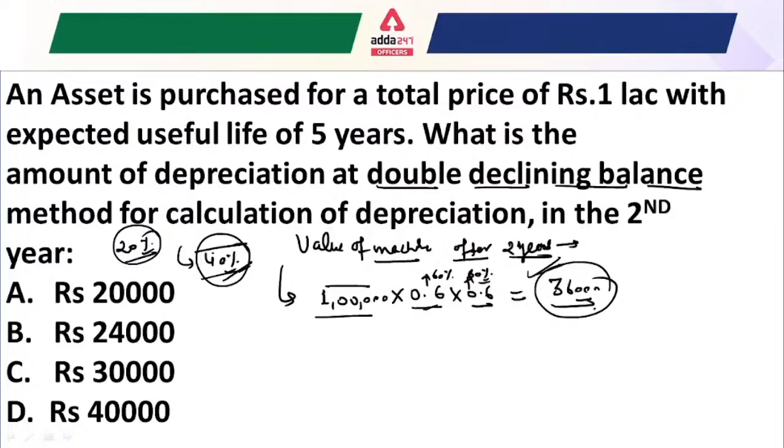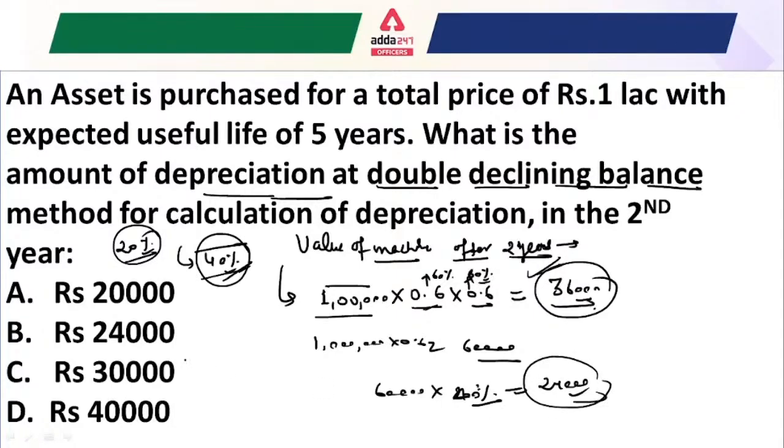But in this question we only have to calculate the amount of the depreciation. So simply 1 lakh rupees multiplied by 0.6, which is equal to 60,000, and on that 60,000 rupees again the depreciation rate, what is the rate, that is 40%. Okay, so that would be your 24,000 rupees. This should be the depreciated value. I hope it is now clear for everyone.